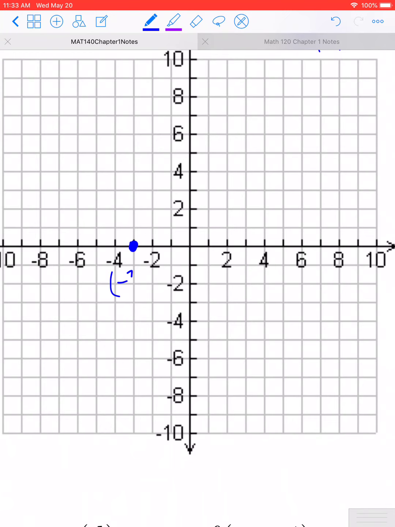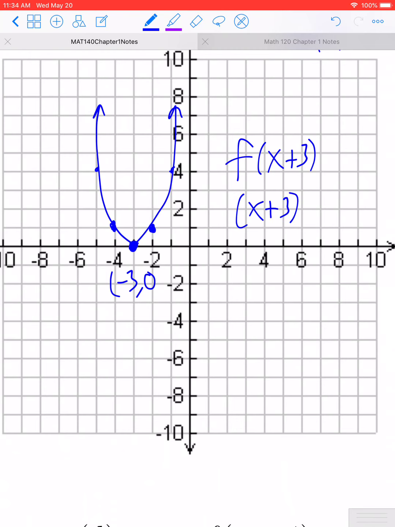so it's now going to occur at -3, 0. The point 1, 1 also gets shifted 3 units to the left. So that's now going to occur at -2, 1. We have a point at -4, 1. And then if you want to, you could obviously go ahead and plug some more into here. But this is what the graph should look like. This is the graph of f of x plus 3, or x plus 3 quantity squared.